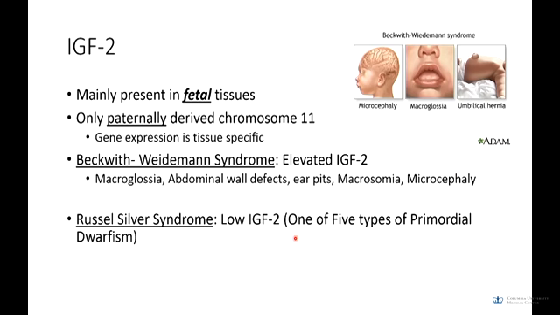So macroglossia, you can have abdominal wall defects, umbilical hernia, for instance, or you can have an omphalocele, which means the organs exist outside of the body in a sac, macrosomia, so big baby, and microcephaly. The other syndrome is Russell-Silver, which is low IGF-2, which is one of the 5 types of primordial dwarfism. Compared to the other dwarfisms, they have the same proportions. However, they're just shrunken in stature.